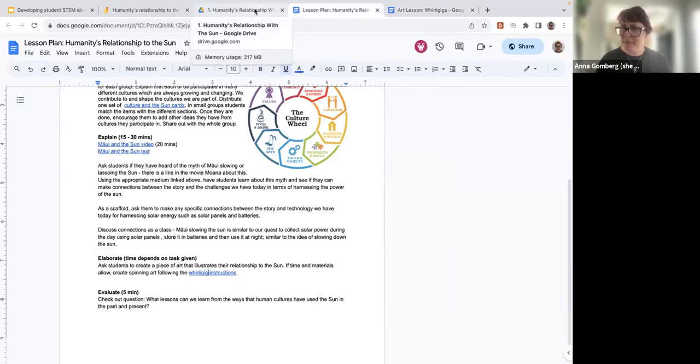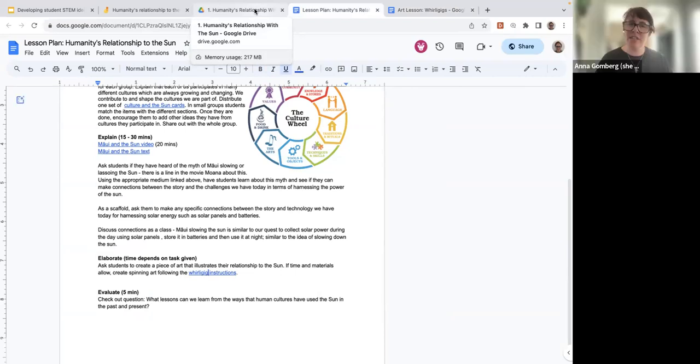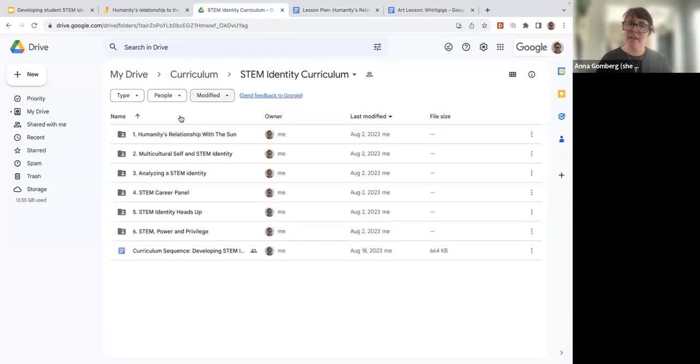A bit different, probably. I'd never done anything like this before as a science teacher, but it was an interesting way to start off a unit, thinking about a larger cultural connection to what we were learning about. Any questions about that?